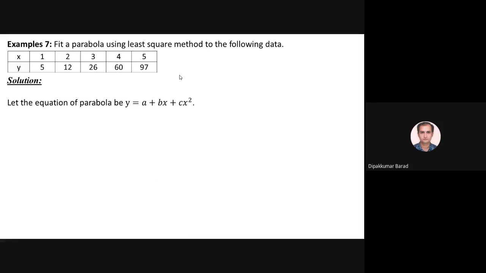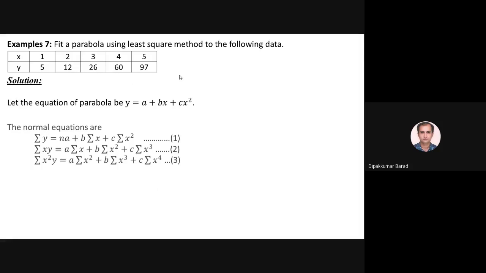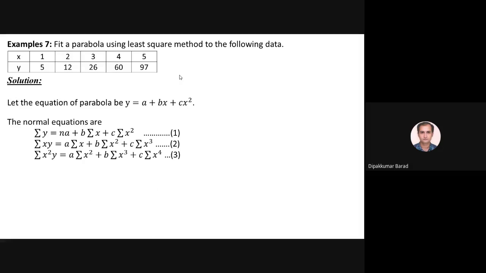Again, you have y equal to a plus bx plus cx square, and your normal equations here, summation y is equal to na plus b into summation x plus c into summation x square. Now you can easily remember these normal equations. If you just apply summation on these equations, you get the first equation; multiplied with x and applying the summation, you get the second; multiplied by x square and applying summation, you get the third equation.